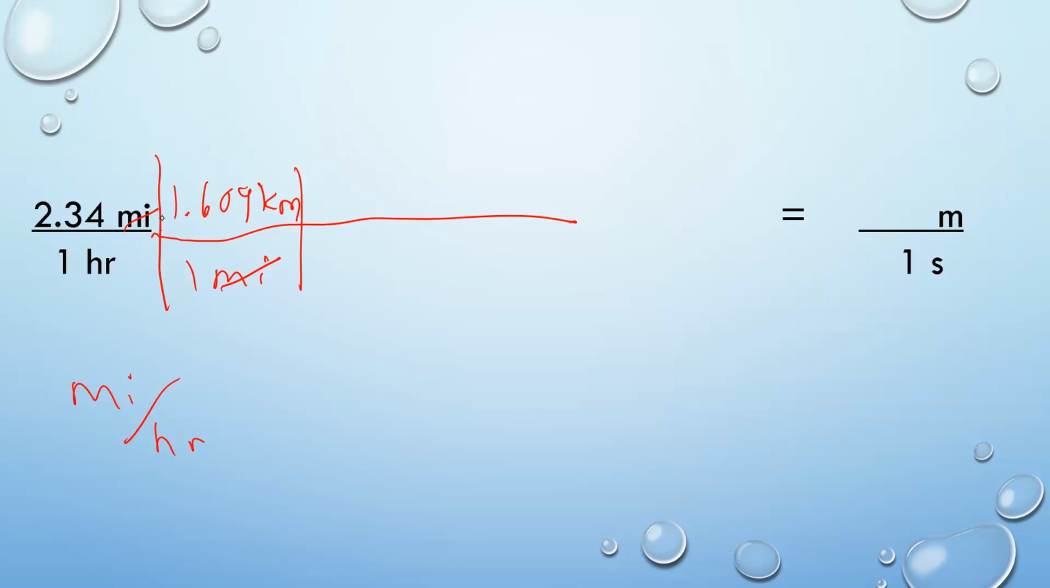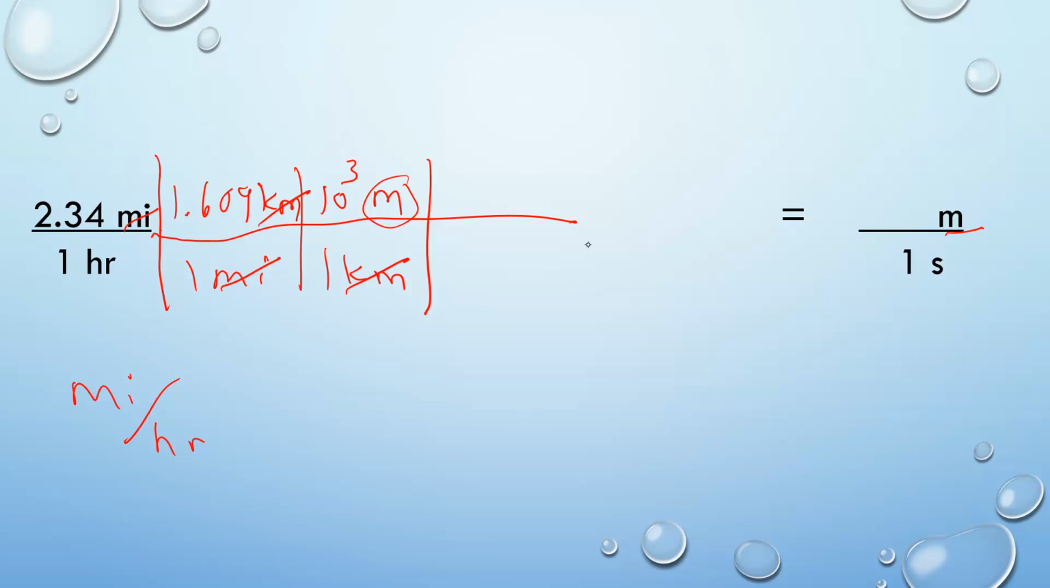Miles over miles cancel. Then we can go from our 1 kilometer to our 10 to the 3 meters, where kilometer cancels kilometer. So now in terms of our length units, miles have canceled, kilometers have canceled, and we're left with meters, which is what we want.